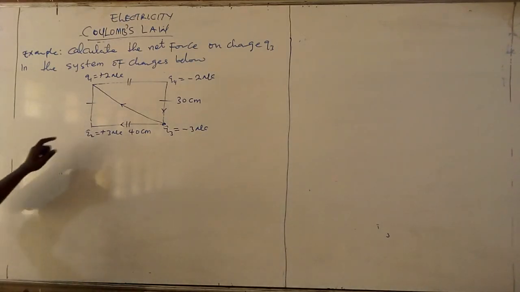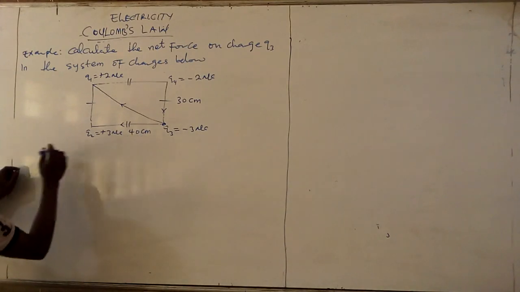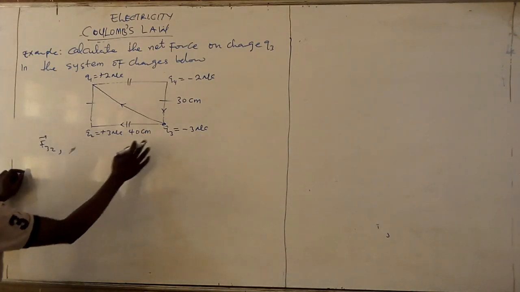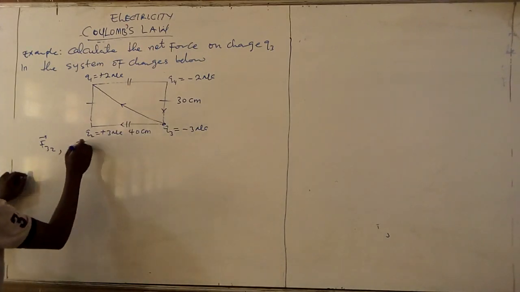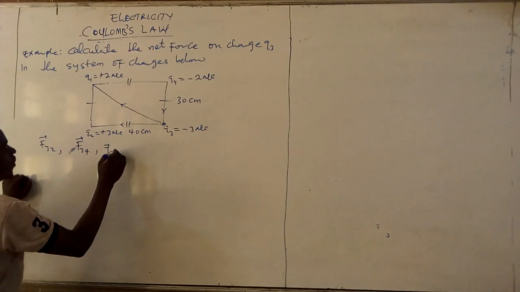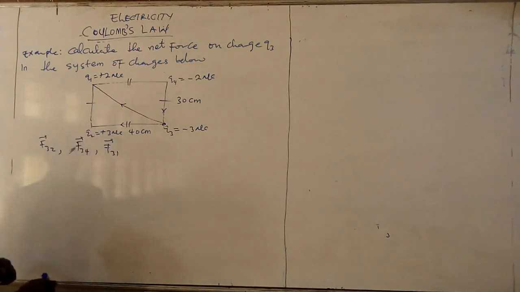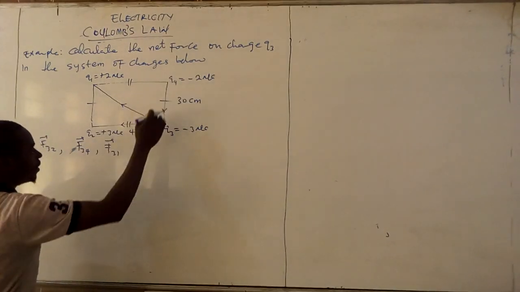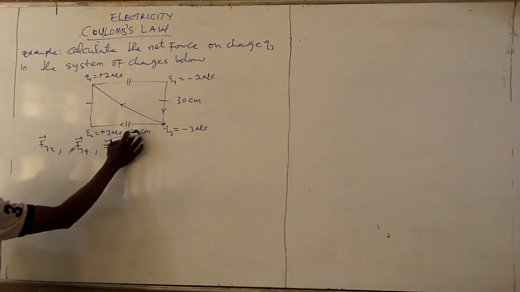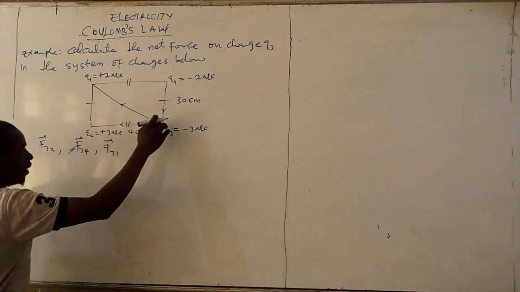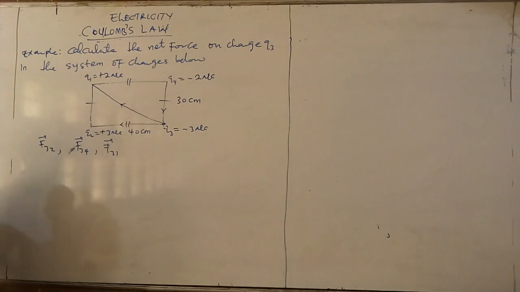Then we have to find F32, F34, and F31. These are what we need to find. We know the distance between here and here is this. The distance between here and here is 40. Then we have to find the distance between Q3 and Q1 also.